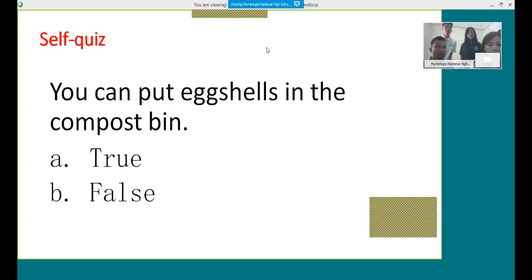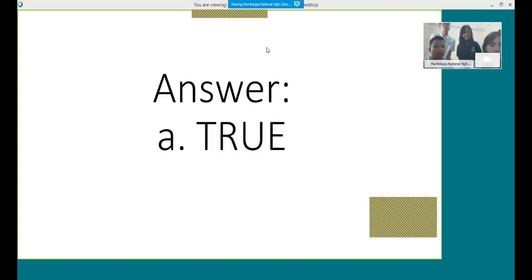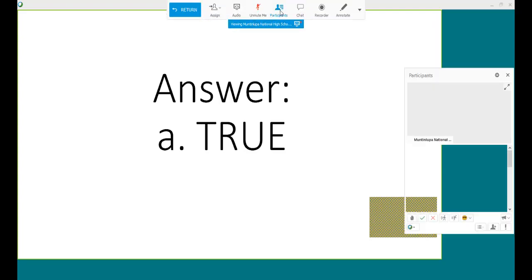This one: you can put eggshells in the compost bin. Is it true or false? What do you think? The answer is true. Eggshells are actually biodegradable. They can be broken down into smaller materials. And of course, they can be used as soil neutralizers and can even make the soil much healthier, because of the presence of carbonate compounds that help in the gathering of nutrients in the soil.